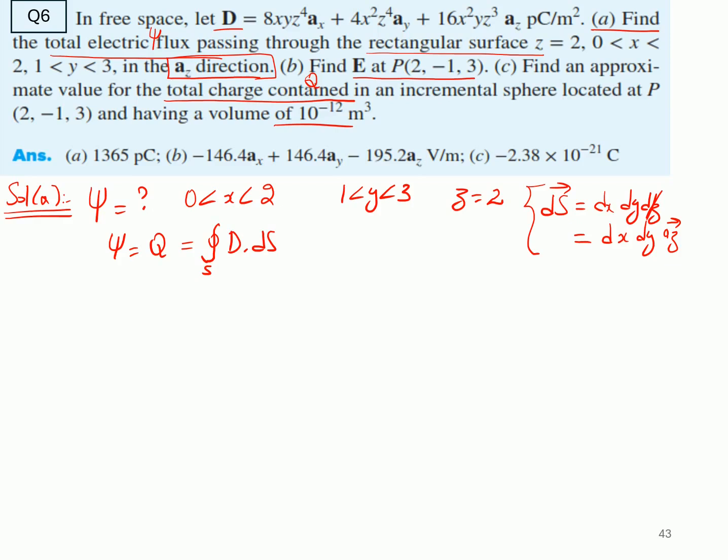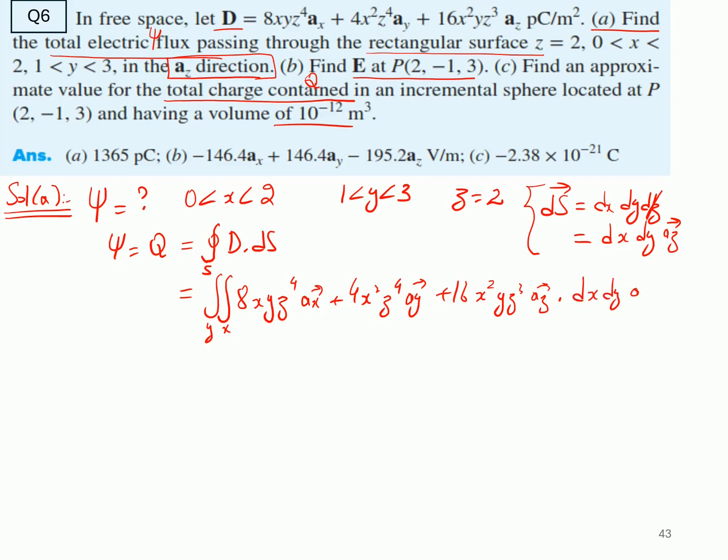What about D? D is provided in the question, so let us integrate this. We are going to put in the values first, and since this is a surface integral, we are going to use a double integral. The direction is along az, so our integral will be on x and y. The value of D is 8xyz^4 a_x plus 4x^2 z^4 a_y plus 16x^2 y z^3 a_z, and then you multiply it by the value of dS, which is dx dy a_z.